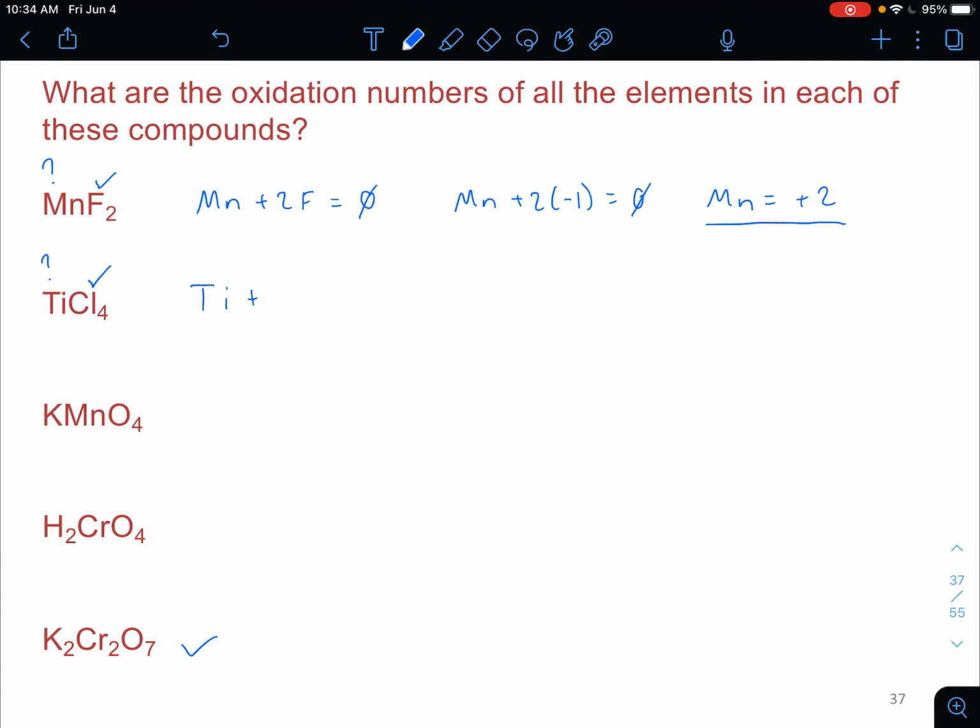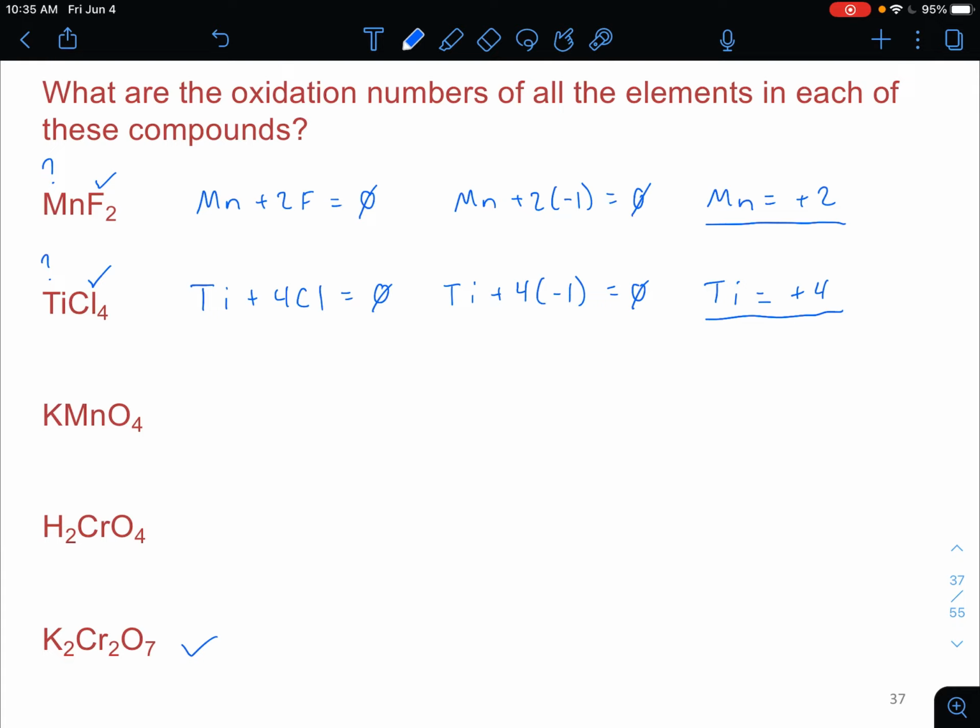So here we just say titanium plus 4 times the oxidation number of chlorine equals 0. That becomes titanium plus 4 times -1 equals 0. And then that just becomes titanium equals +4. Same thing, I should be able to look at TiCl4 and immediately name it titanium(IV) chloride, but this is the way that we would work it out. Okay, 2 more of these.